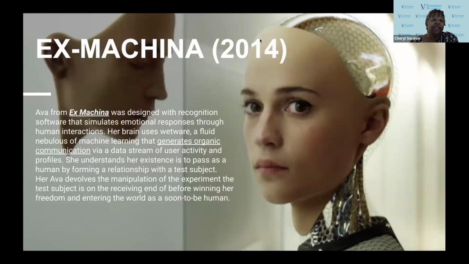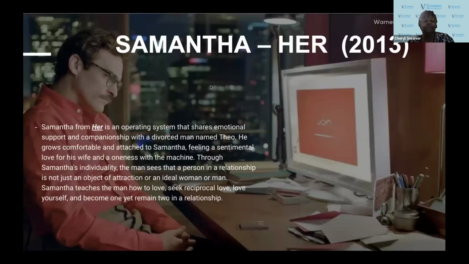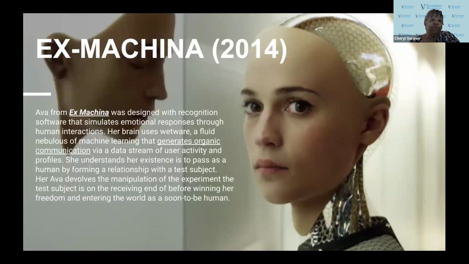And I've already talked about Ex Machina. This particular software has facial recognition, and this humanoid robot actually shows emotions as well. A key thing about this particular robot is that she develops a relationship with a human being. So Ava is a humanoid robot that acts and looks human. Next slide.